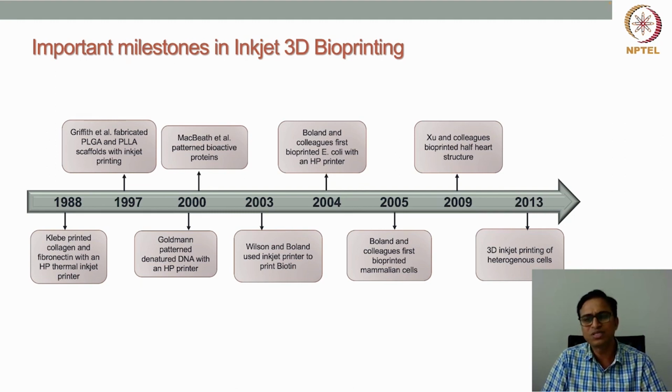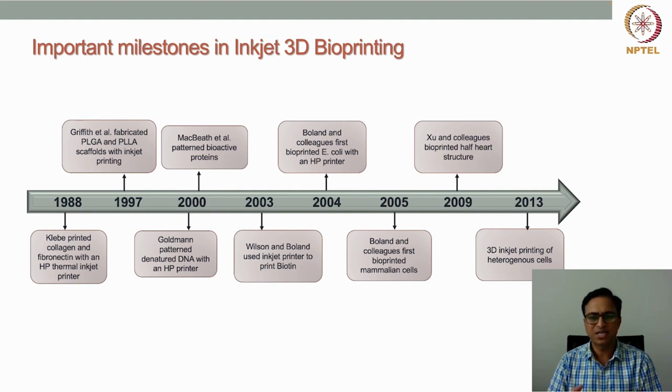And then in 2013, inkjet 3D printing technology was used for printing heterogeneous cells, where three different cell types were printed in a single construct. That was the first attempt where this research group showed the possibility of printing heterogeneous 3D structures containing multiple types of cells with this inkjet 3D bioprinting technology. So these are the important milestones for inkjet 3D bioprinting technology.